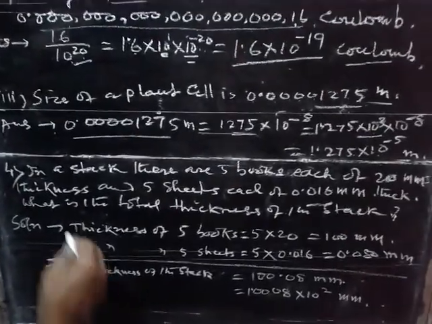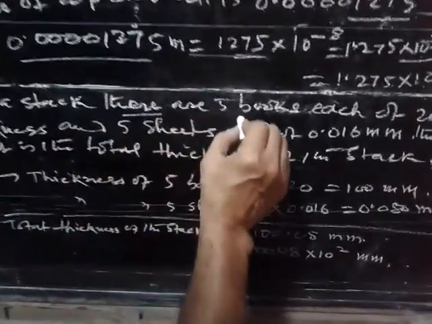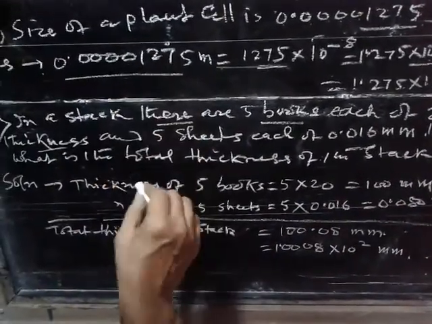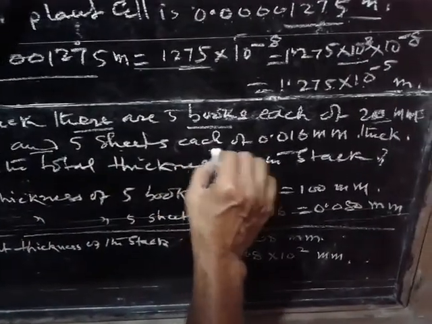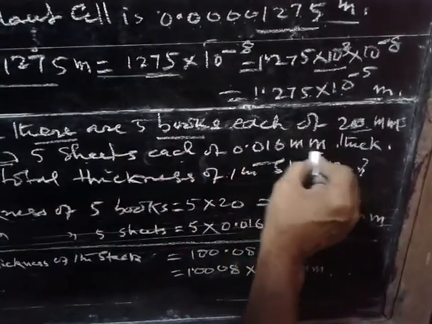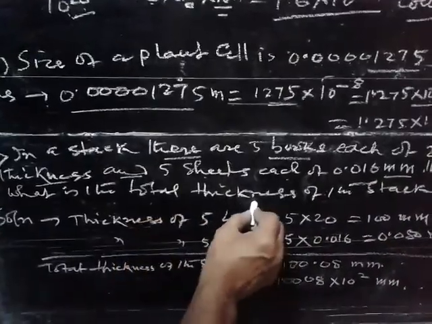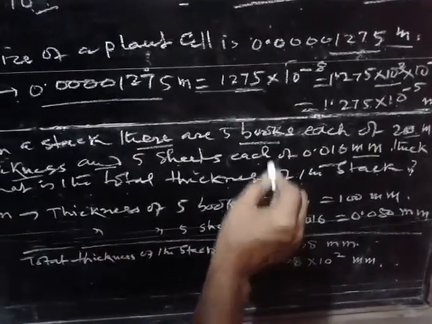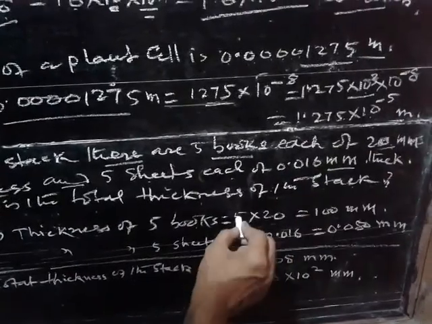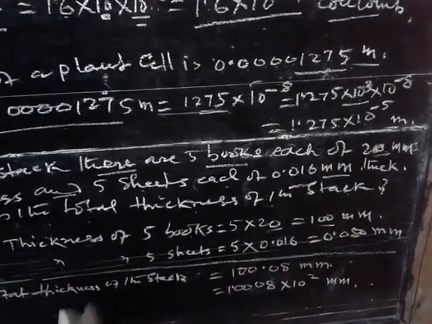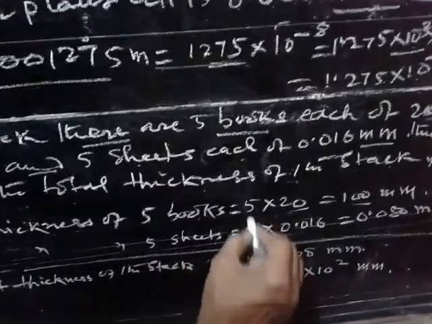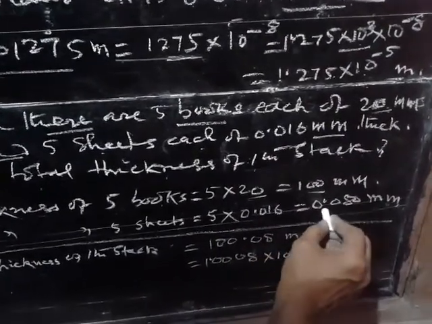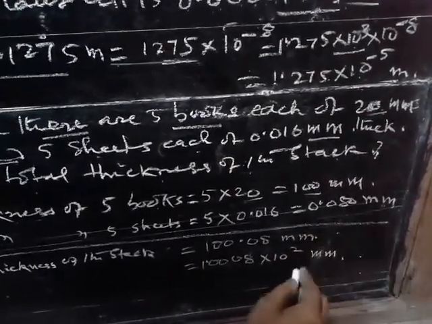Now number 4, in a stack there are 5 books, each of 20 millimeter thickness. 5 books are there in a stack, and 5 sheets each of 0.016 millimeter thick. Find the total thickness of the stack. Solution: thickness of 5 books, each book is 20 millimeter, that is 5 into 20, that is 100 millimeter, and the thickness of 5 sheets will be 5 into 0.016, that is coming 0.080, that is 80 millimeter.